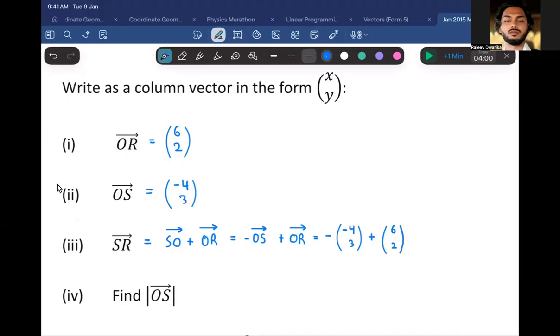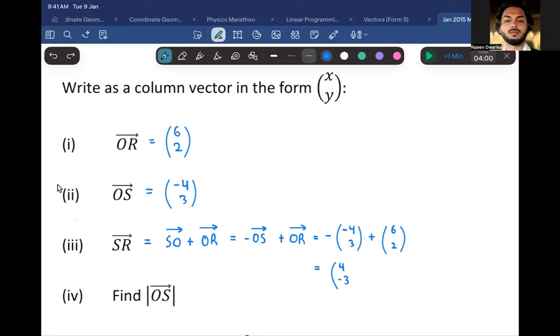Nice. So we're going to apply that negative sign to all the elements inside vector OS. So we're going to end up with, what is negative by -4? Positive 4. What's negative by 3? Negative 3. Great.